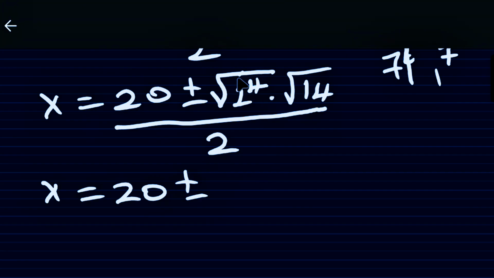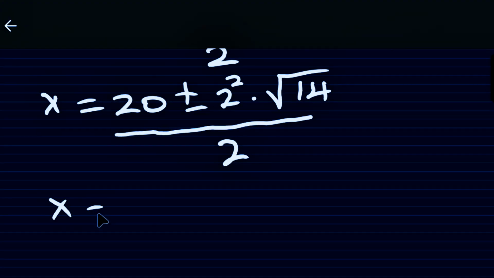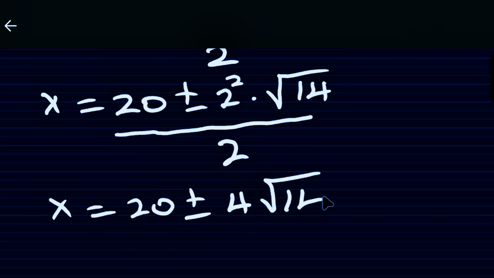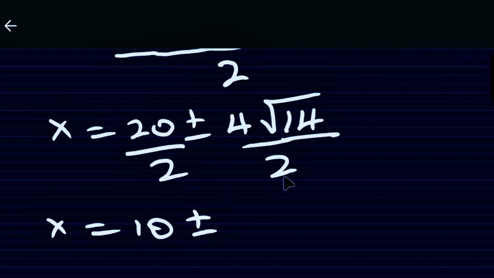Now this square root here will take out 2 from this 4, and we are left with 2 squared times square root of 14. Okay, then divide everything by 2. So from here we have x to be equal to 20 plus or minus 2 squared is 4, square root of 14. Now we can divide this by 2 and divide it by 2. It simply means that they have a common denominator. So x here will be equal to 20 divided by 2 equals 10 plus or minus 4 divided by 2 is 2 square root of 14.